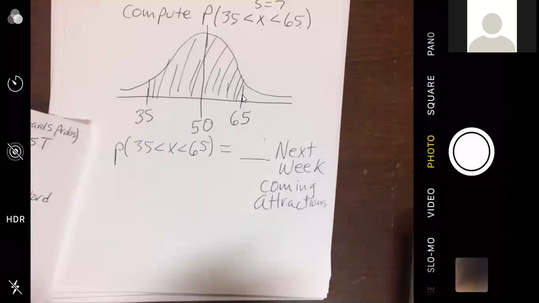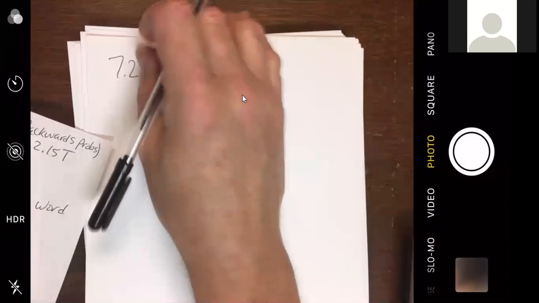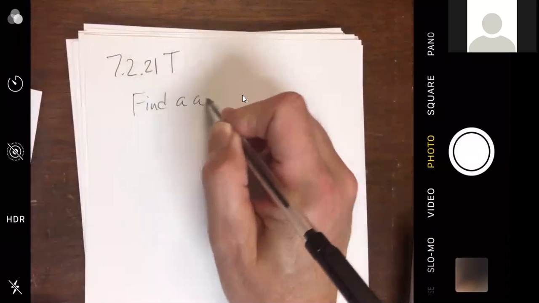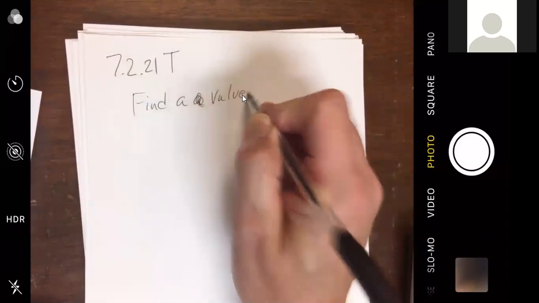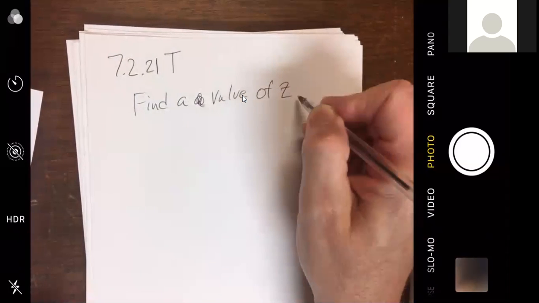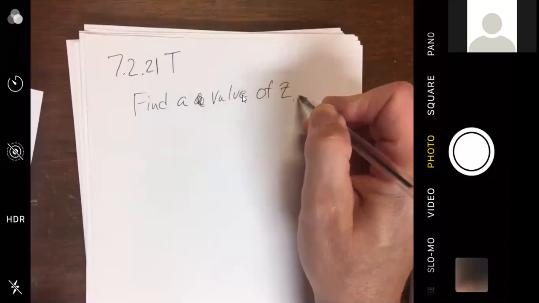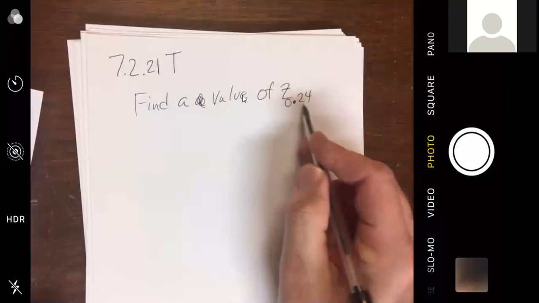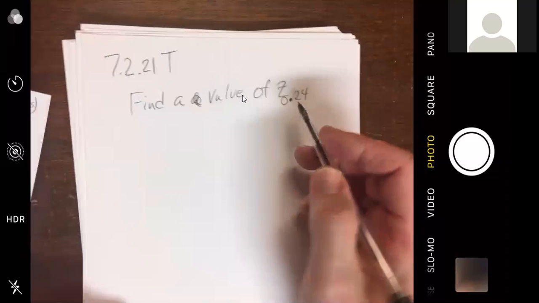Okay, next is 7.2.21. It said find the value of Z sub A, where A is equal to 0.24. The value of Z, 0.24 is? It looks like this. Okay, yeah, we can do this.